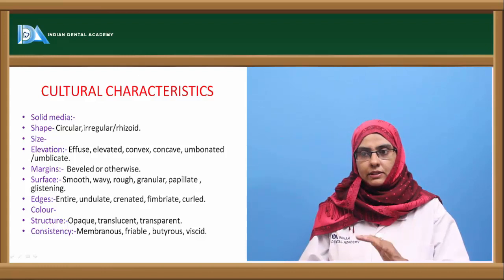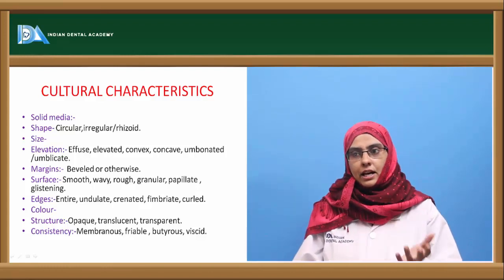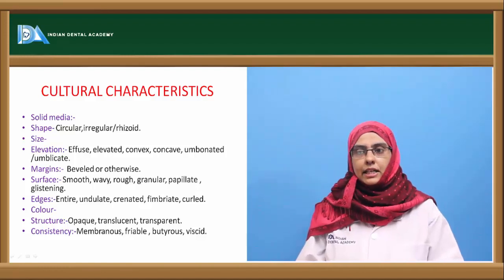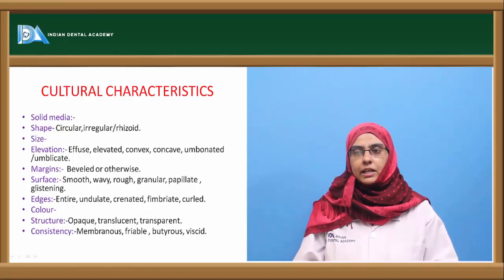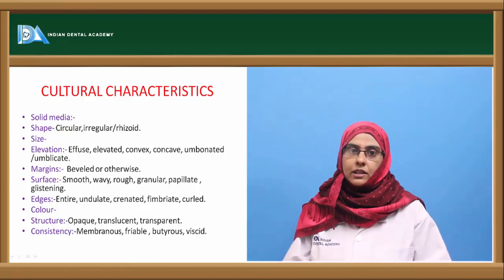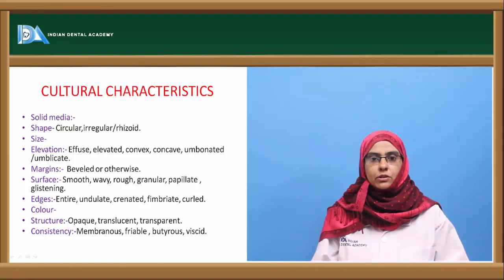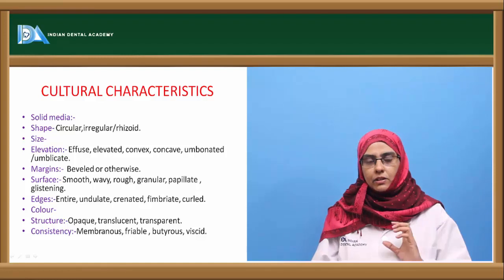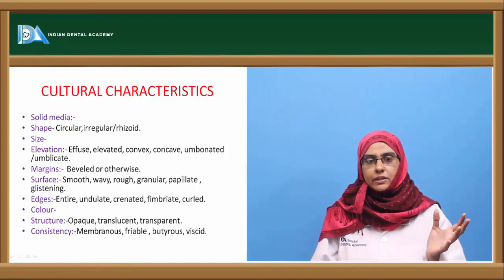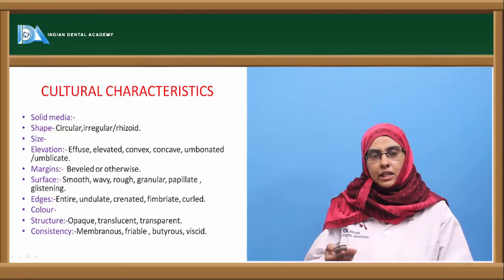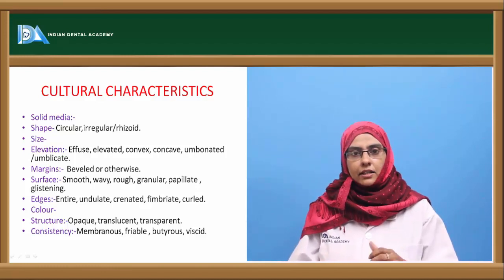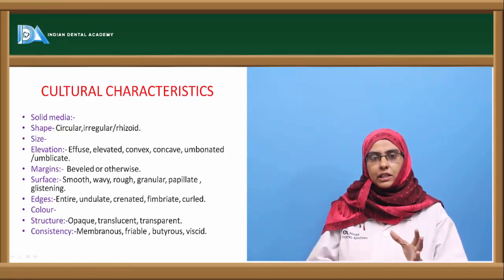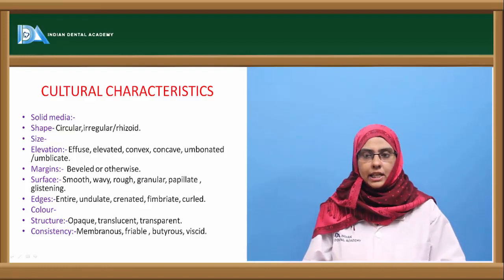And the surface of the colony, whether it is smooth, wavy, rough, granular, papillate or glistening. And depending on the edges, whether it is entire, undulate, crenated, fimbriated or curled. And color of the colonies. Some organisms such as Pseudomonas usually form a greenish coloration on the media, so with the help of that you can identify it, and phototrophic bacteria also form greenish coloration on the media. That also helps us in identification. For hemolysis also you can identify the organism, beta hemolysis, alpha hemolysis. So depending on the color of colonies, you can identify the colony characteristic.